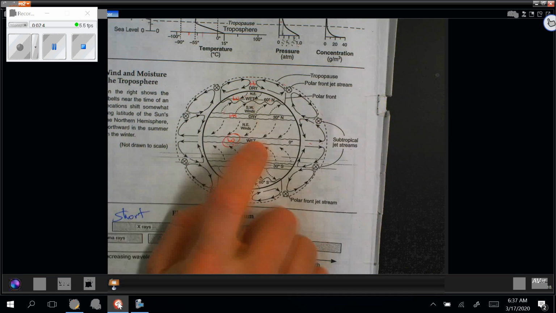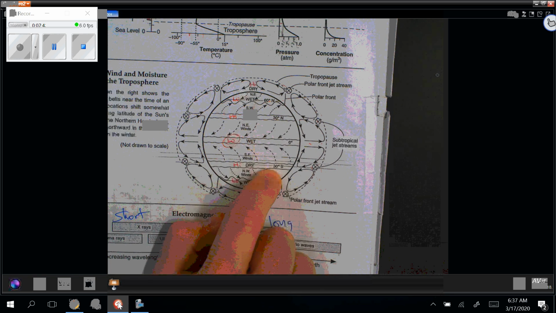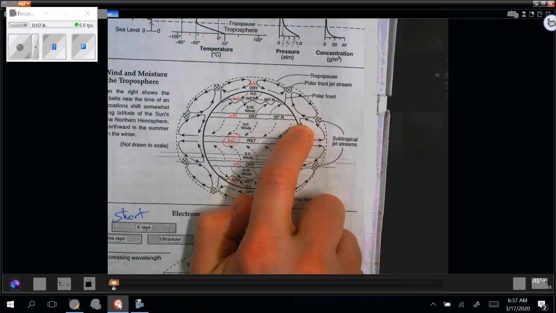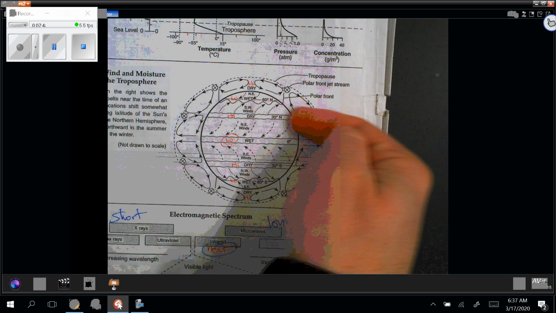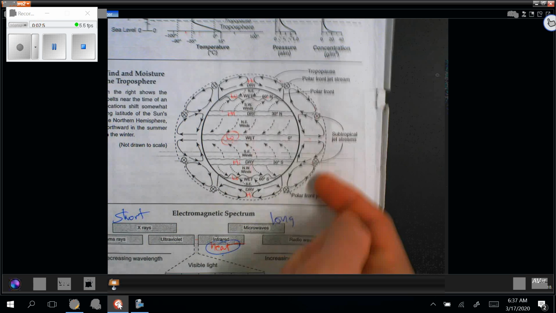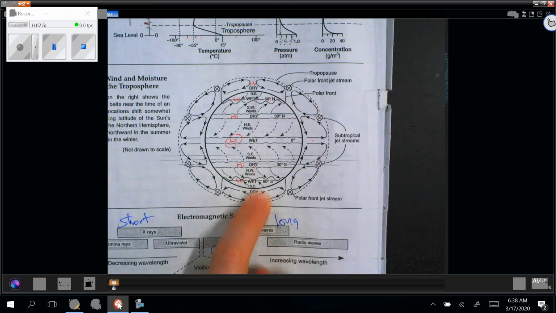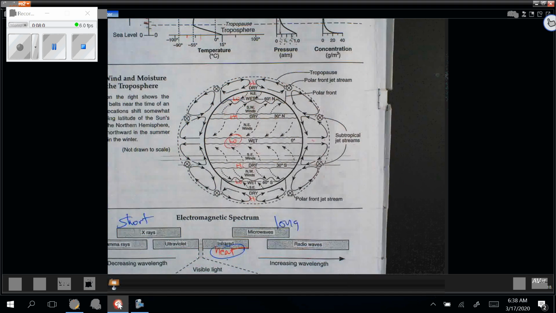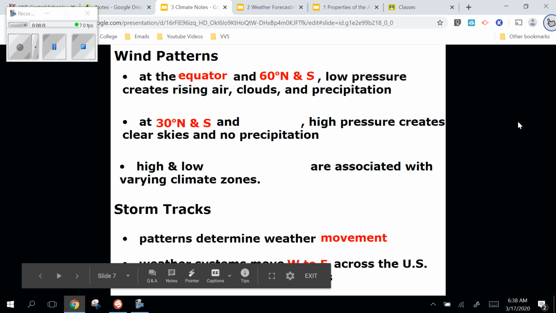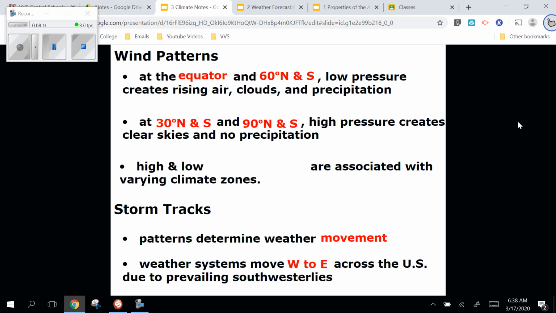Those are low pressure areas where it tends to be wetter. Whereas at 30 north and 30 south, you can see the arrows are pointing toward the surface. Same here. And at the poles, the air is sinking toward the surface. That means those areas are drier, high pressure areas. So at 30 north and south, and at the poles, we're going to get high pressure, clear skies, very little precipitation. I think that's where a lot of our desert areas are.